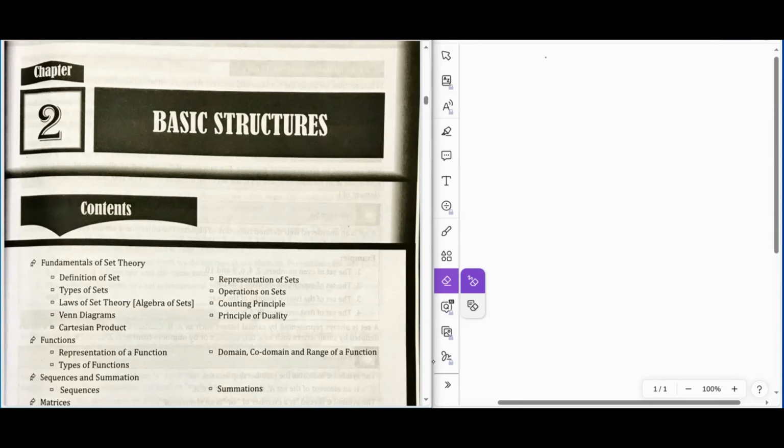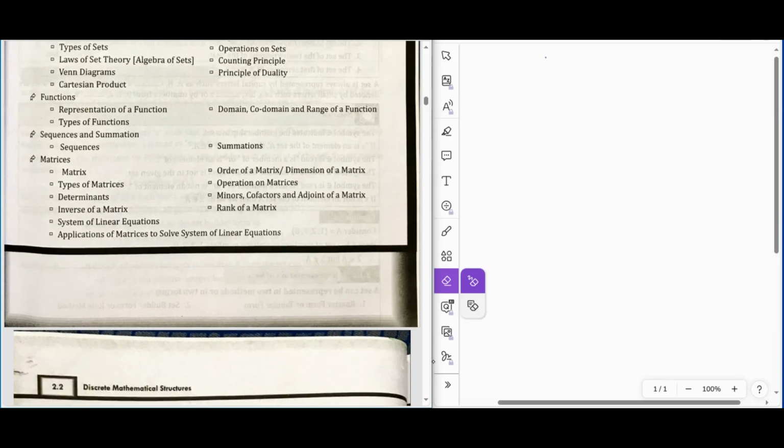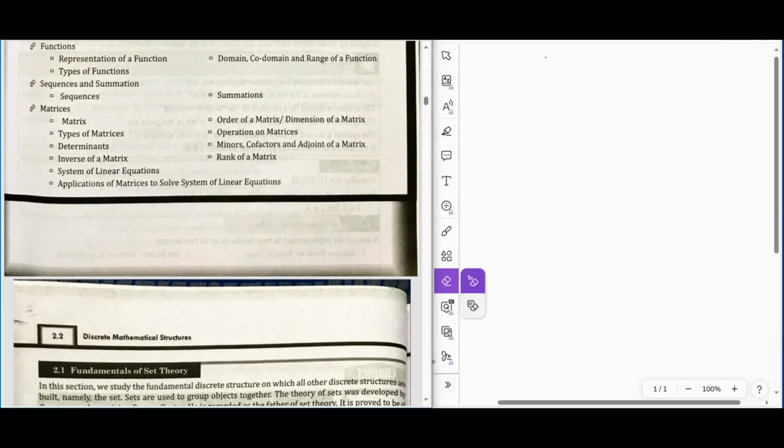Today I am here with Computational Discrete Mathematics, first semester BCA SEP Syllabus 2024. I'm going to discuss chapter 2, Basic Structure. In this we will be discussing the fundamentals of set theory. In set theory we'll be learning about the types of sets and their operations.